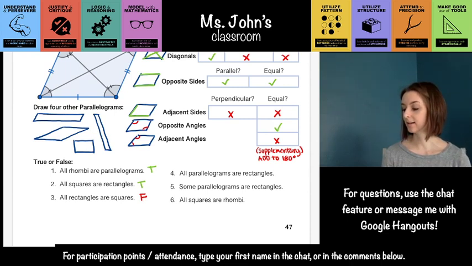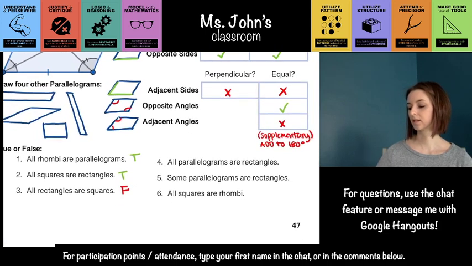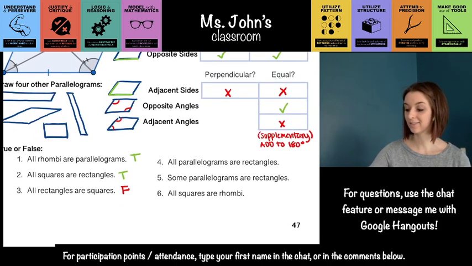Number 4, all parallelograms are rectangles. If you think back to the definition of a rectangle, it needs to have all four of its angles at 90 degrees. And in a parallelogram, we don't care about that. You can have any sort of angles, and so parallelograms are not necessarily rectangles. Some of them are, specifically the rectangles are rectangles, but not all parallelograms are rectangles.